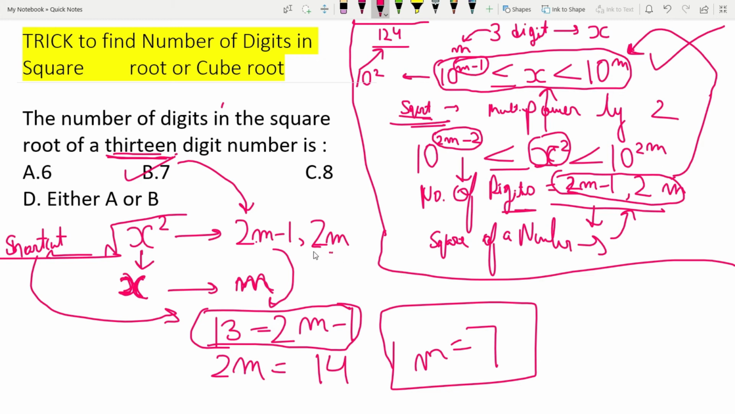I hope you like the trick here. That is the trick to find the number of digits, that you come directly to this step. The earlier things were for explanation only. So that is the answer for this question.